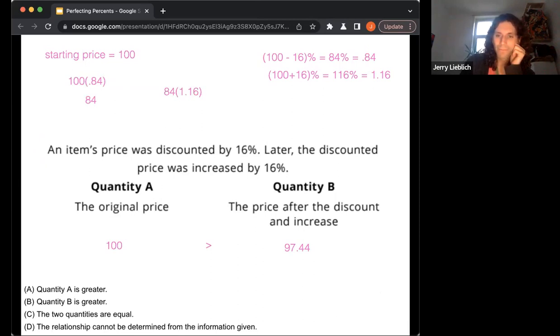Okay. That is all the time we have for today. I'm going to just recap quickly. Why did we add 1.16? We did not add 1.16. We added 0.16 to 1 and multiplied those, 84 times 1.16. So I took 116% of 84. Does that make sense?